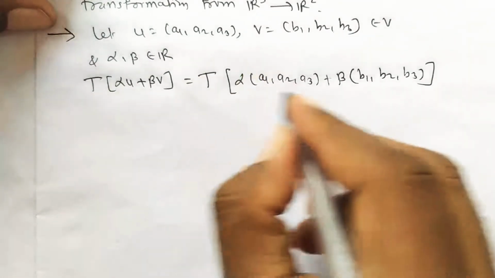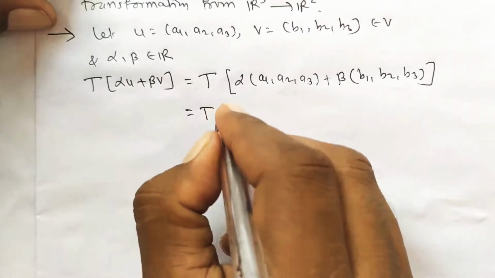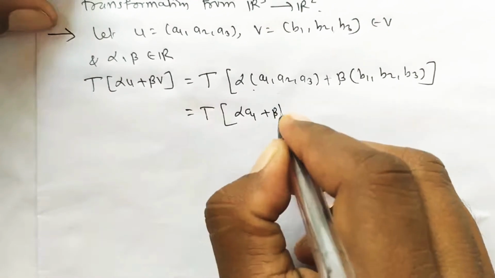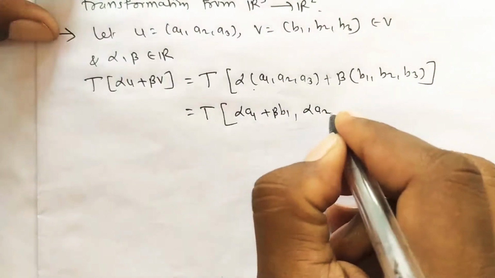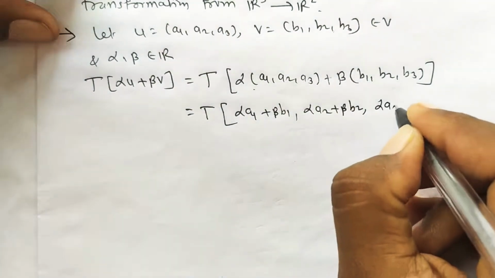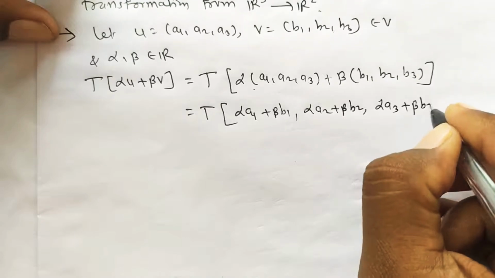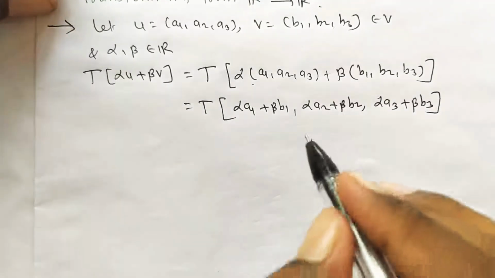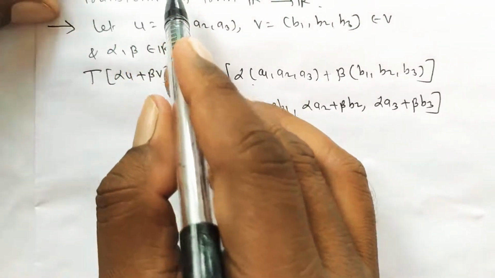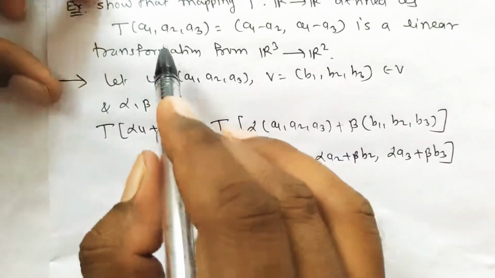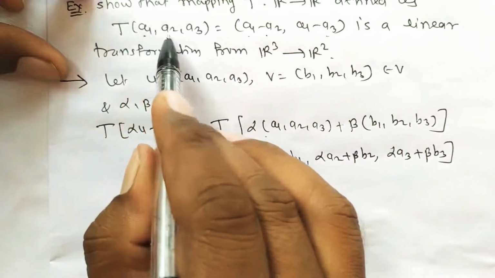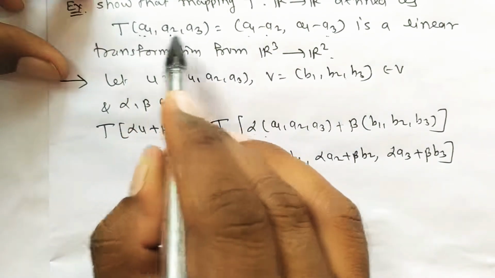Now multiply alpha and beta inside and take addition, then we will get alpha a1 plus beta b1, then alpha a2 plus beta b2, and alpha a3 plus beta b3. That is T of (a1, a2, a3). What is T of (a1, a2, a3) is defined in the problem. T of (a1, a2, a3) is defined as (a1 minus a2, a1 minus a3), meaning first and second entry subtraction, and first and last entry subtraction.